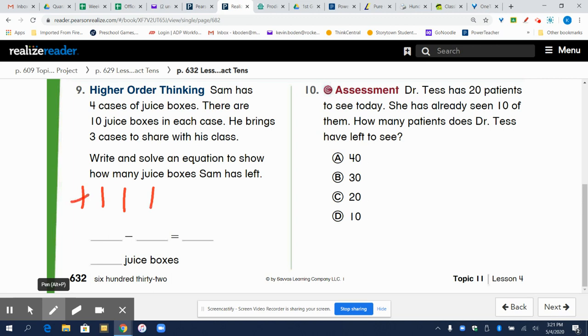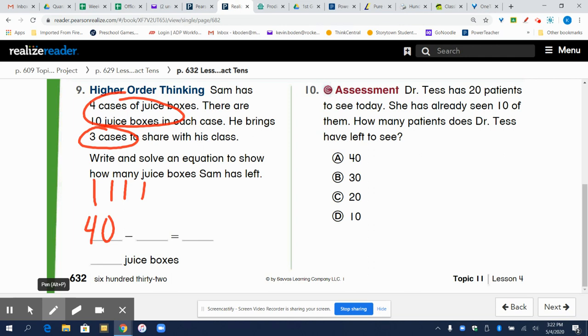That's right, he has 10, 20, 30, 40 in all. He has 40 juice boxes in all. 10, 20, 30, 40. So he has those right there. He brings 3 cases to share with his class. All right, so he brought 3 of them to share with his class. Write and solve an equation to show how many juice boxes Sam has left.